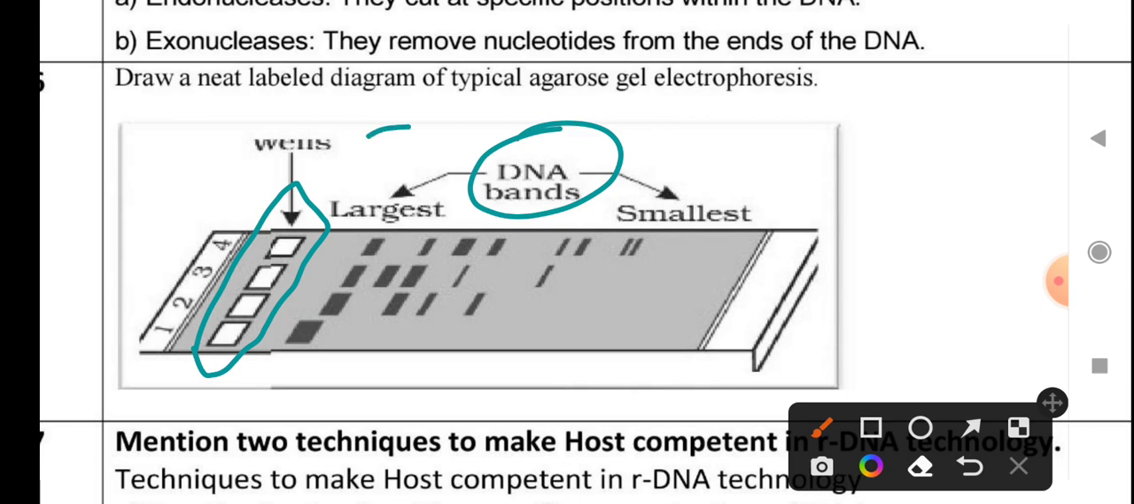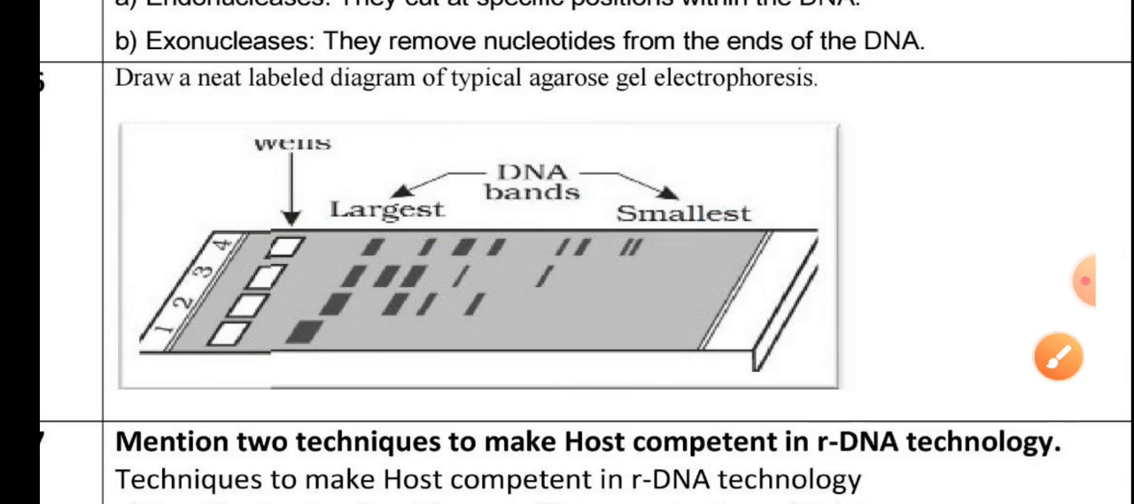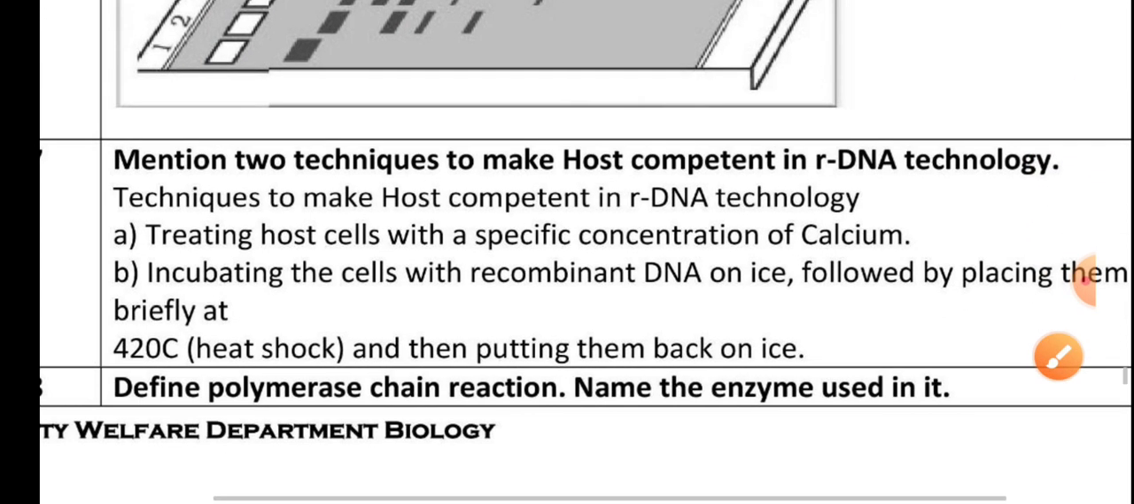In the upper region, the largest bands are formed, and in the lower region, the smallest bands are formed. These are the structures shown here. This is the neat labeled diagram of agarose gel electrophoresis.